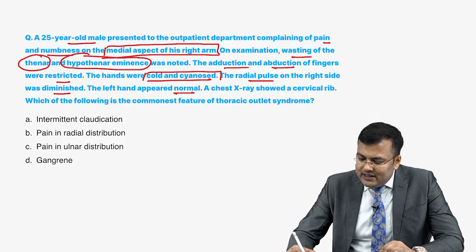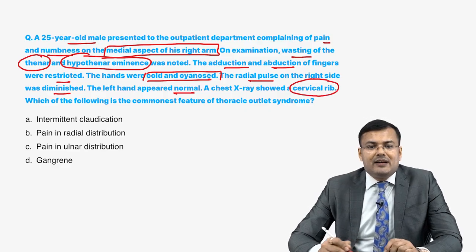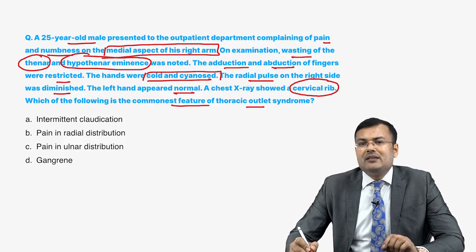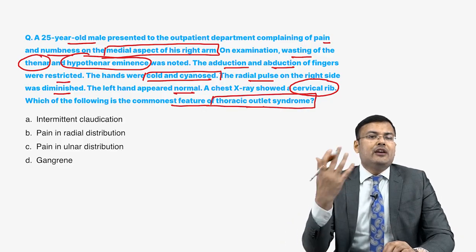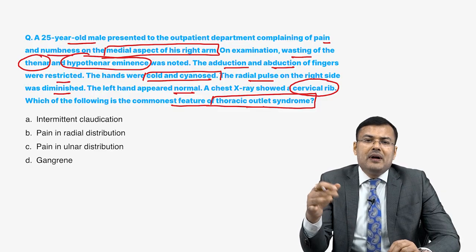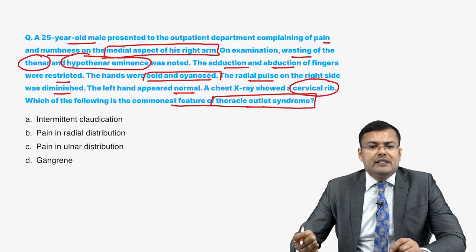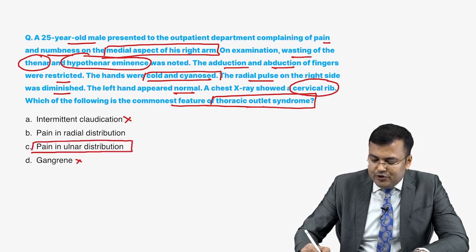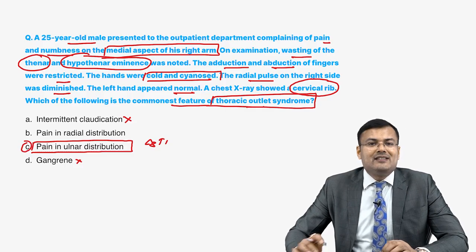One side only. Chest X-ray revealed a cervical rib. Clear? There is a cervical rib. Which of the following is the commonest feature? So first, guys, what is the condition? It is thoracic outlet compression syndrome, and the commonest feature, it is the neurogenic form, and in the neurogenic form C8 T1 is the root value. So which nerve is involved? It's not the intermittent claudication, it's not the gangrene. There is pain in the ulnar nerve distribution, root value C8 T1, the nerve is ulnar, so the correct answer is C.